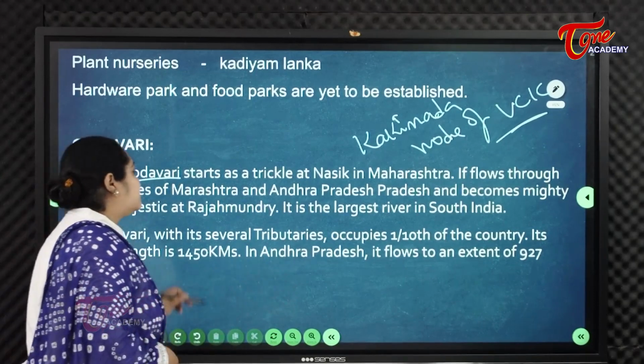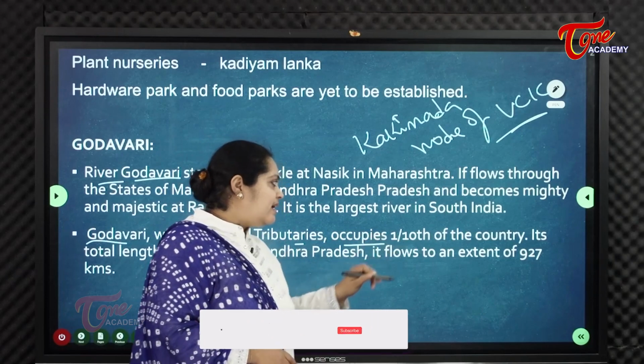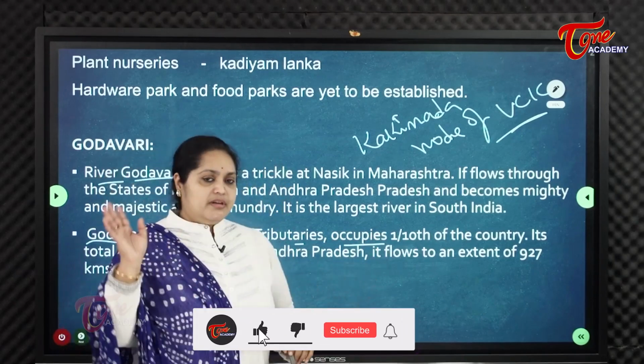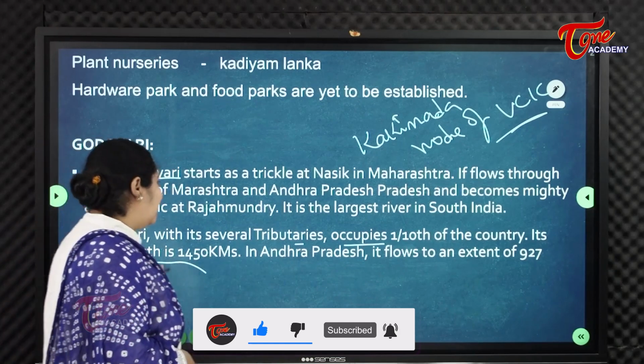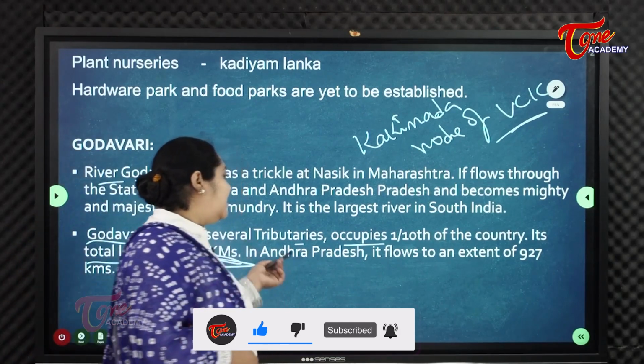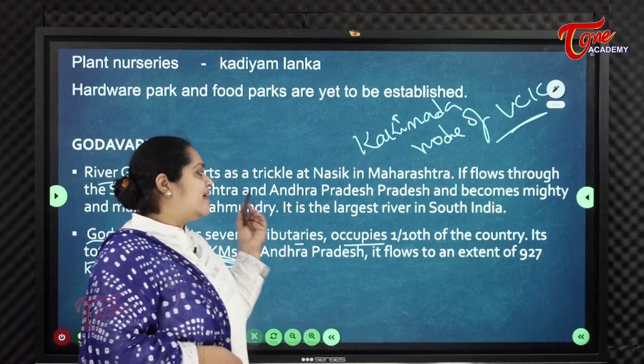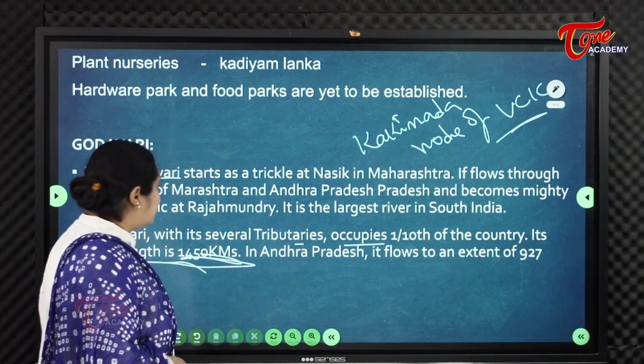So Godavari with its several tributaries occupies 1/10 of the country. Its total length is 1450 kilometers. In Andhra Pradesh, it flows to an extent of 927 kilometers.